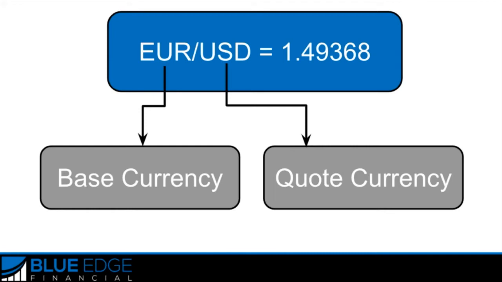If you were to sell this pair, the exchange rate tells us how many units of the quote currency you would receive for selling 1 unit of the base currency. So in the example above, you would receive 1.49368 US dollars by selling 1 euro. So the base currency is the basis for the buy or the sell. In this example above, you would buy the pair if you think the euro will go up in value compared to the US dollar, and you would sell the pair if you think the euro will go down in value compared to the US dollar.